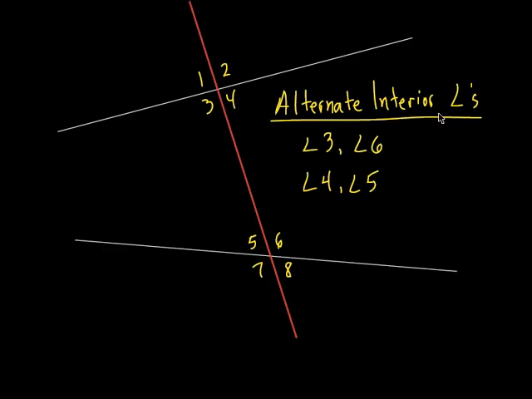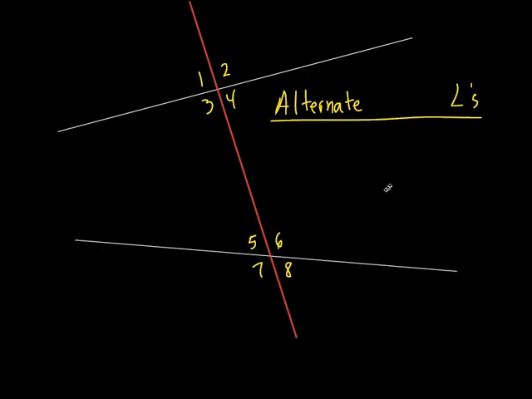They're alternate interior angles. Remember, the word alternate means completely opposite. So 3 and 6 are completely opposite, but they're also interior angles. You got that? Okay, let's do another type. Good idea. Let's do that one.